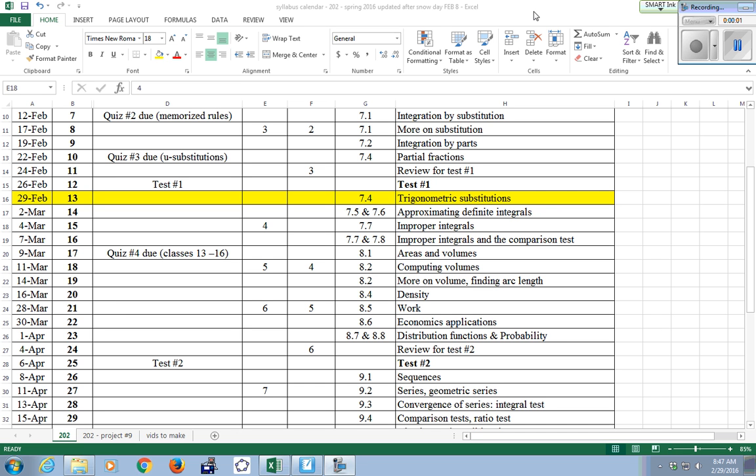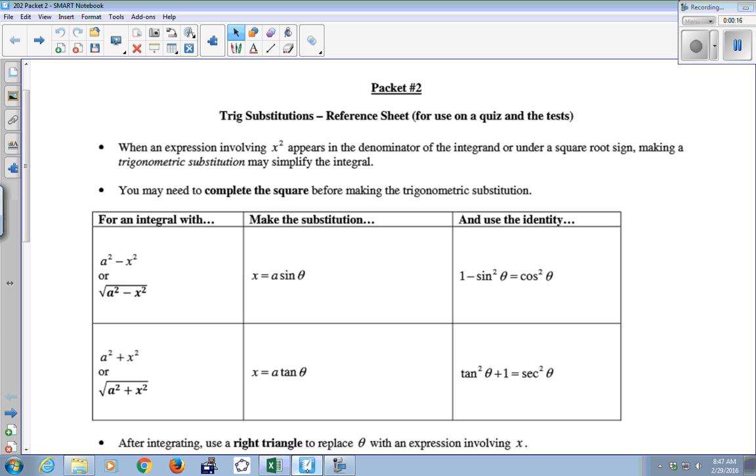Okay, so new packet today. The things that are coming up are project 4 will be assigned next week, and quiz 4 will be coming up shortly after that. So your new packet titled Packet 2, it has one reference sheet at the front, which we're going to be using today. And this you can use on quizzes and tests in the future.